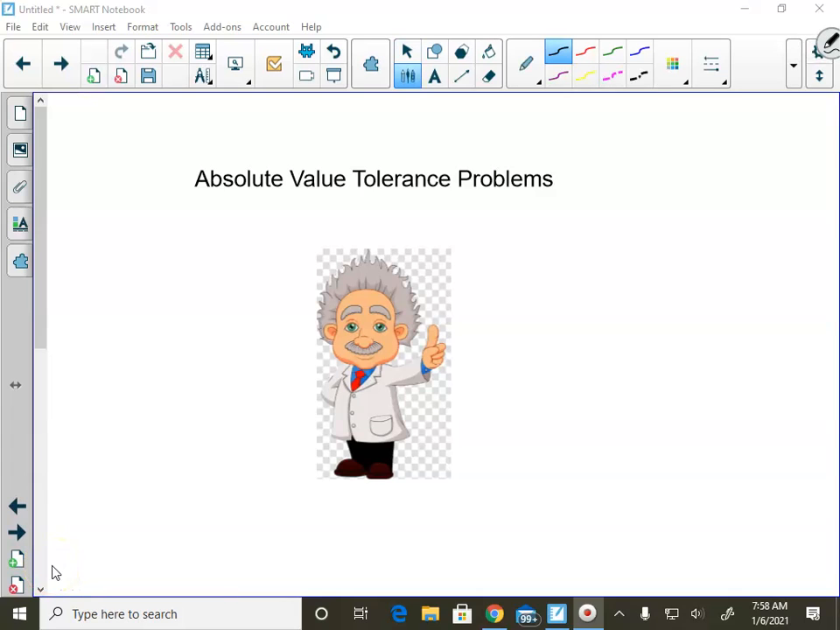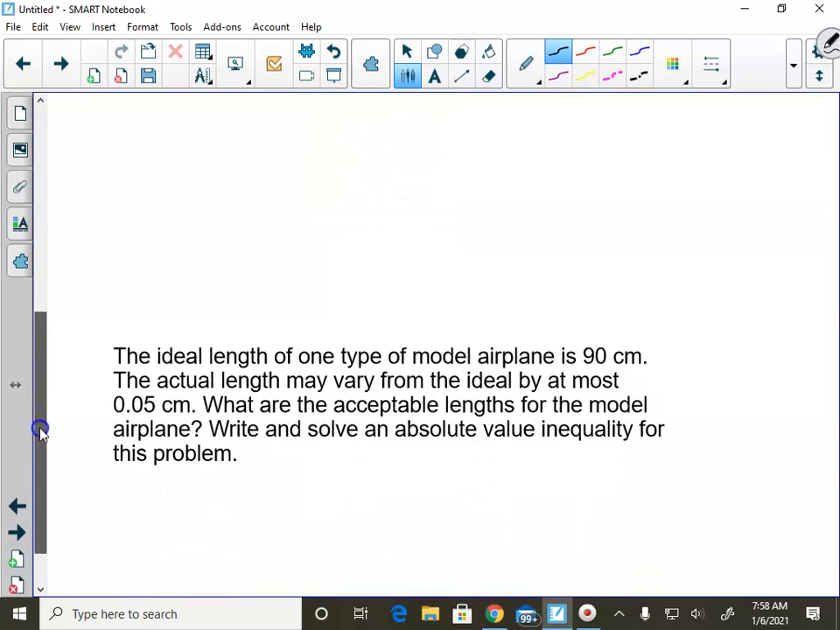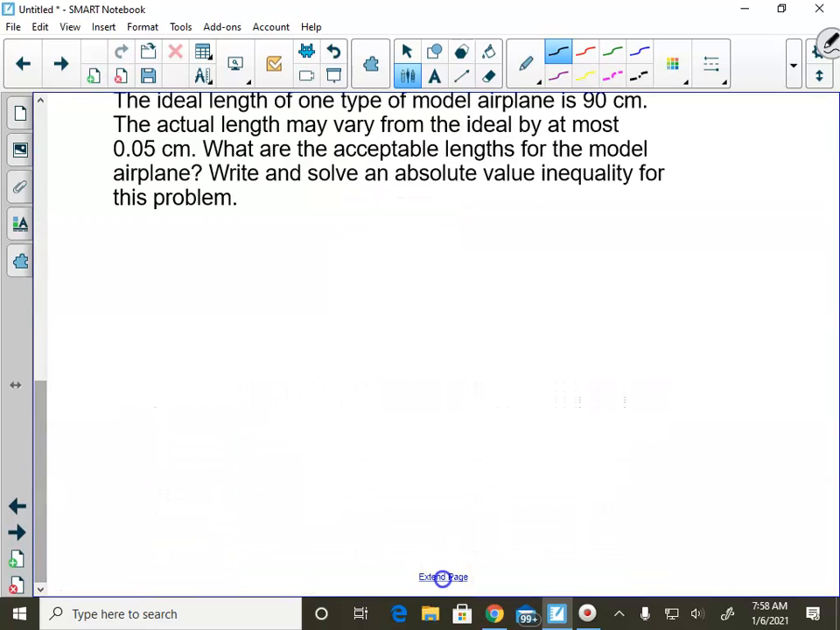Okay, now that we've done some absolute value problems, we've done equations, we've done some inequalities, we're going to talk about the absolute value tolerance problems. Now, tolerance problems are a little bit more specific, but it still deals with absolute value, because we're talking about tolerance, meaning how much can we be off by? How we have to be within a certain range. And here's an example problem that we can talk about so we can see exactly how this tolerance thing works.